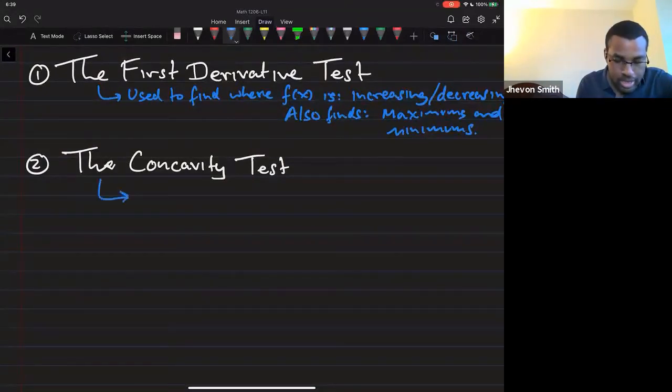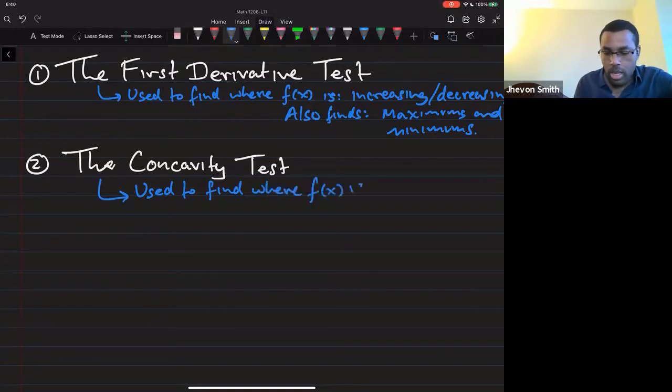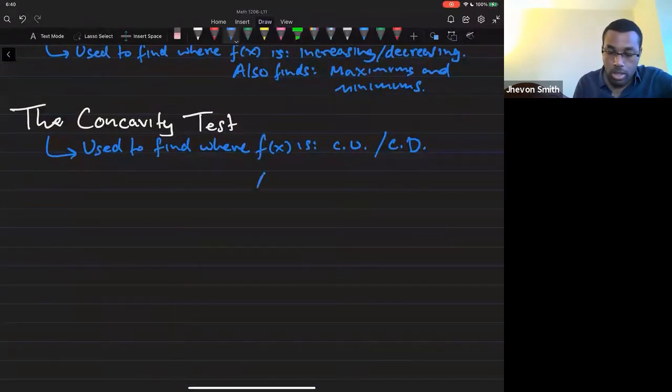The concavity test is used to find concavity. Kind of state it the other way: used to find where f of x is concave up versus concave down. And it also finds inflection points.